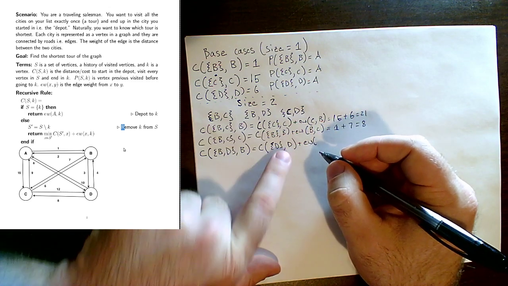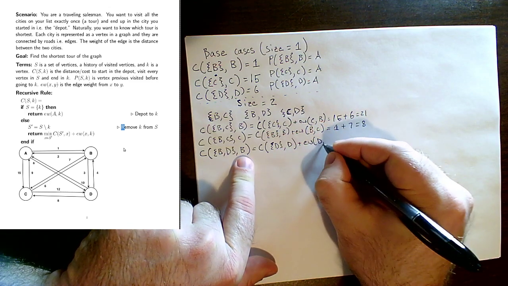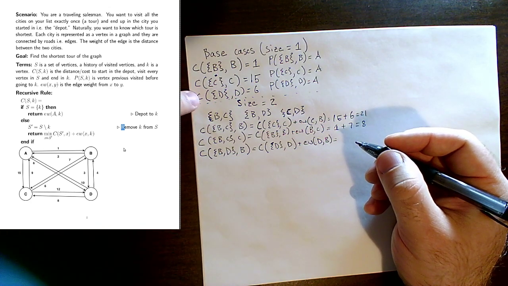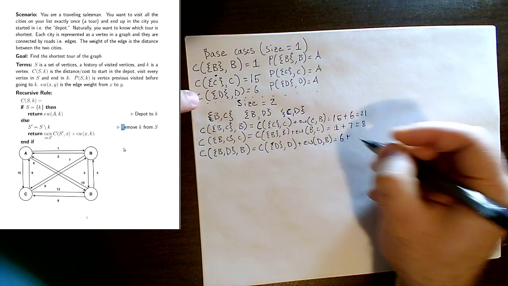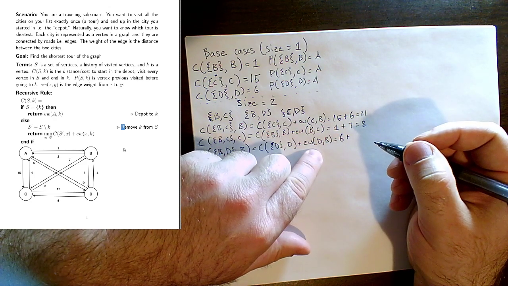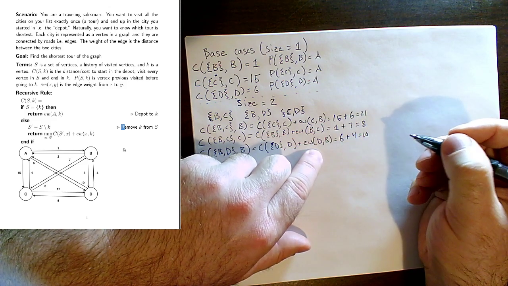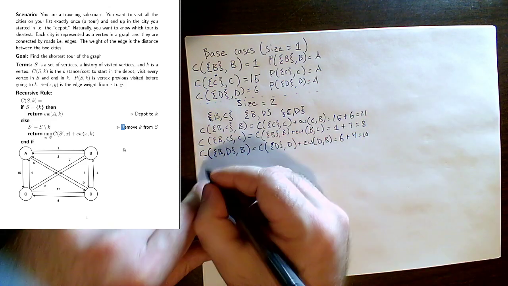Then we're going to go from D to B. So this base case up here is 6. Going from D to B is 4. That gives us a value of 10. Now we'll do the next one.